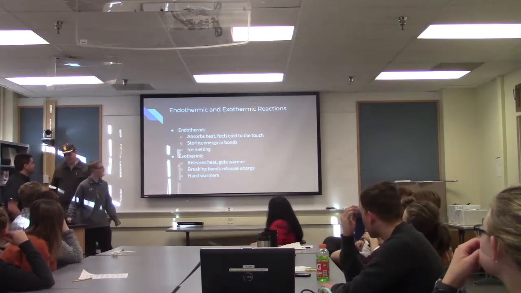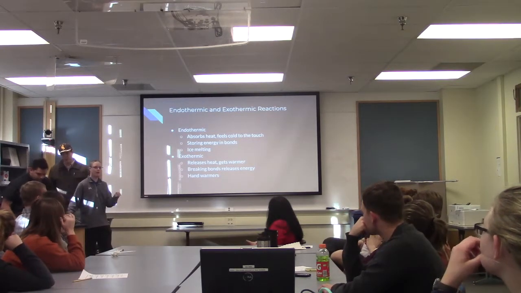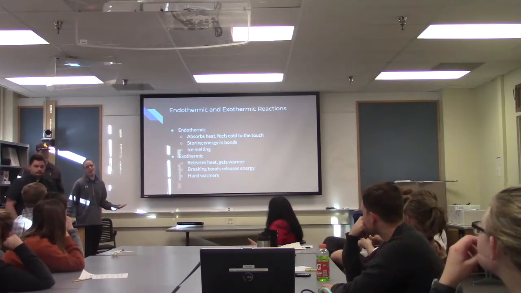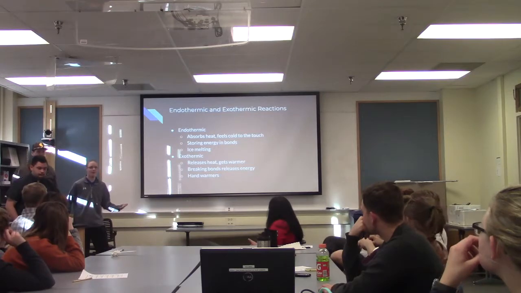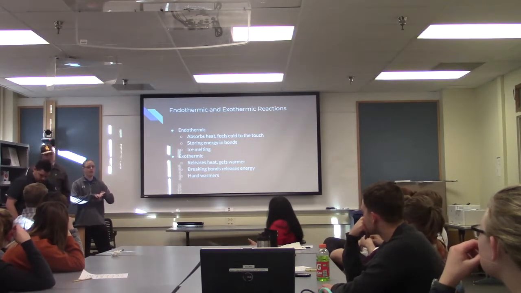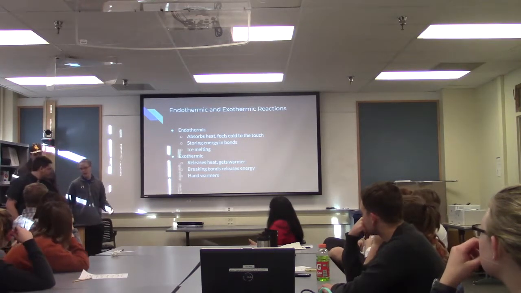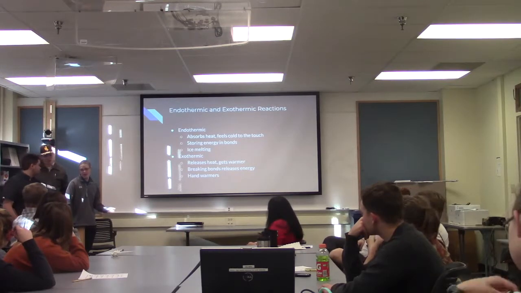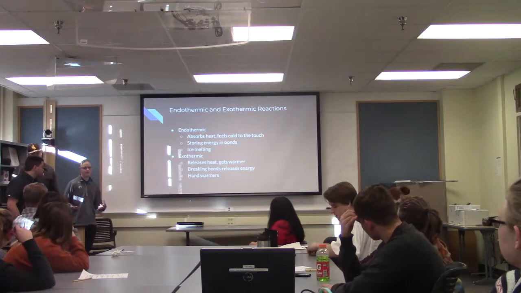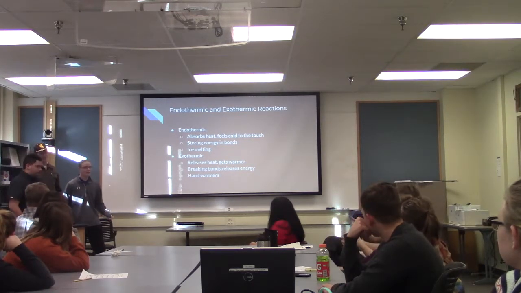Endothermic and exothermic reactions. Endothermic absorbs heat and it feels cold to the touch, because it's storing energy in the bonds. It's like ice melting, which is not a great example, because the reason ice melting is endothermic is because it's cooling the surrounding area around it. And exothermic releases heat, gets warmer to the touch. That's because it's breaking bonds and releasing energy. Like hand warmers, explosions, stuff like that.